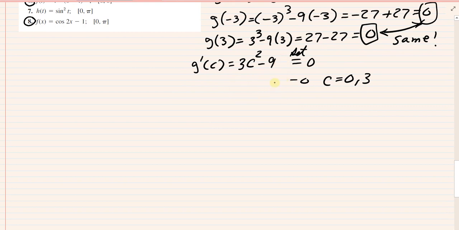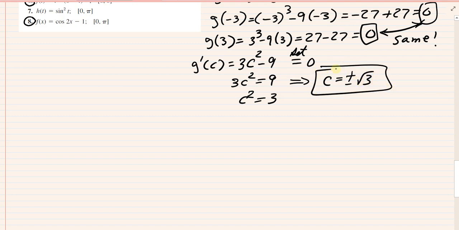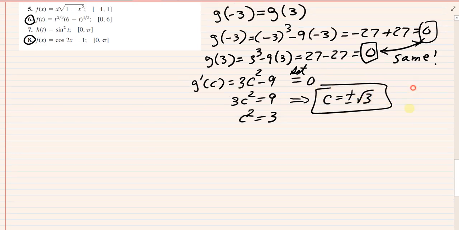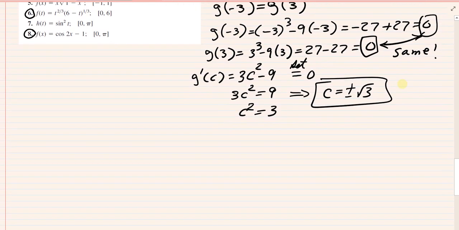So from this we get 3c squared is equal to 9, and divide both sides by 3, so you get c squared equals 3, and that's going to be, actually no 0 here, plus or minus square root of 3. So we were able to find c in this case, right? So that's what we have.